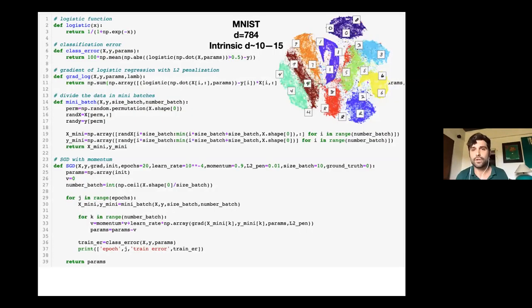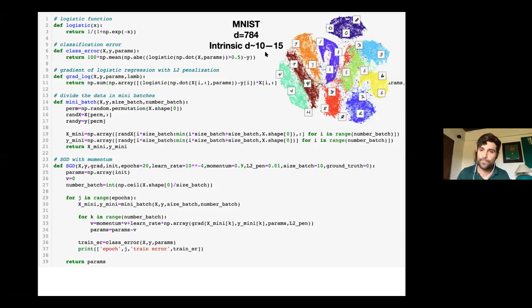Another example is, for example, the MNIST dataset in machine learning, where each vector that represents these images of numbers lives in 784 dimensions. There are many techniques. Many authors have evaluated the intrinsic dimension of the manifold in which these numbers actually live, and it is of the order of 10 to 15, so much lower.